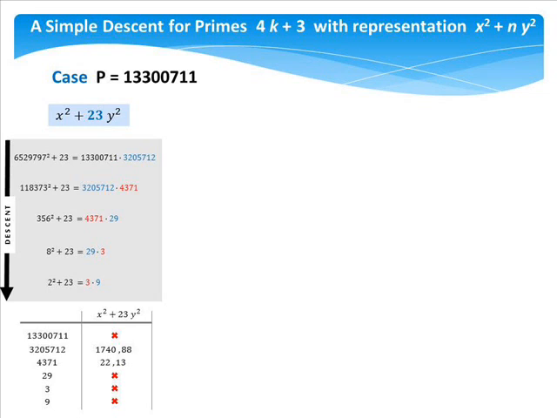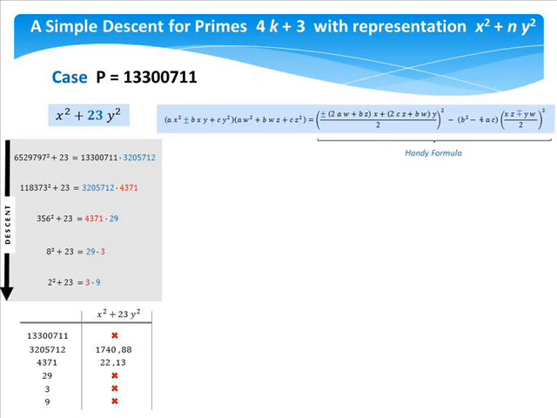Consider the case where n equals 23. Revisiting the infinite descent equations, we verify whether all values can be expressed in the form x squared plus 23 times y squared. As you can see, only 3, 2, 0, 5, 7, 1, 2 and 4, 3, 7, 1 conform to this representation. Obviously, 9 conforms too. This is precisely where the handy formulas prove useful.